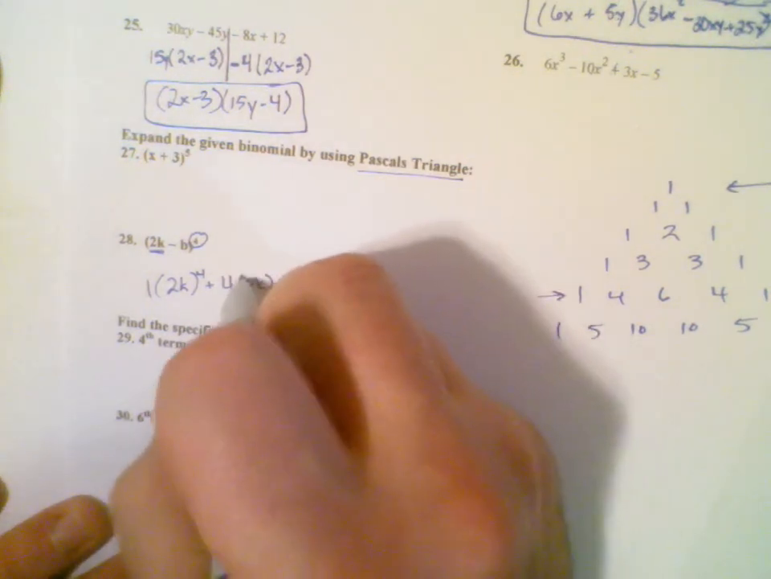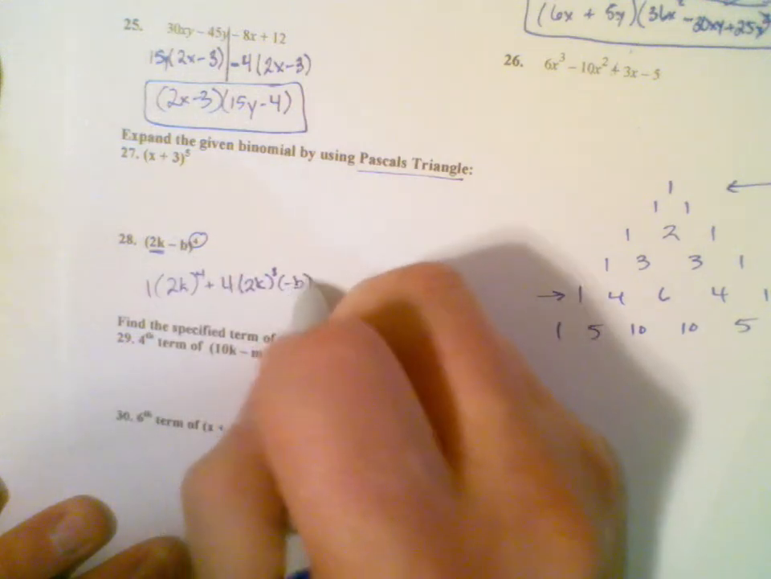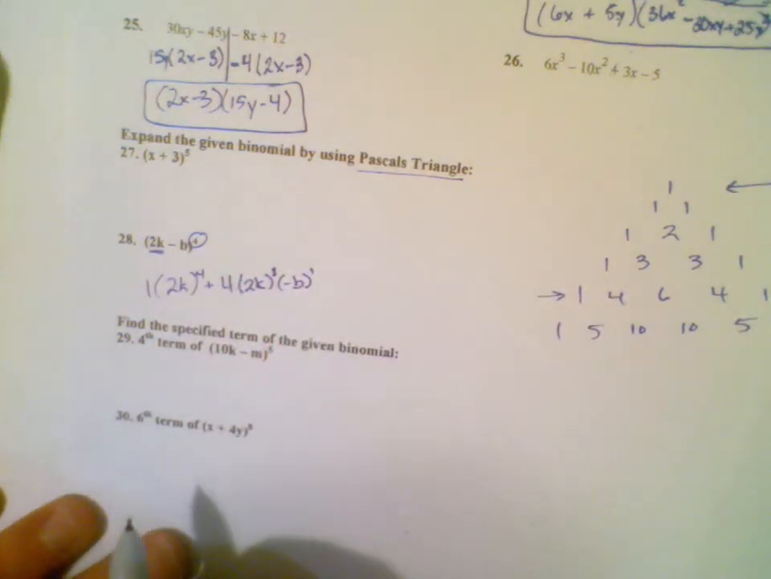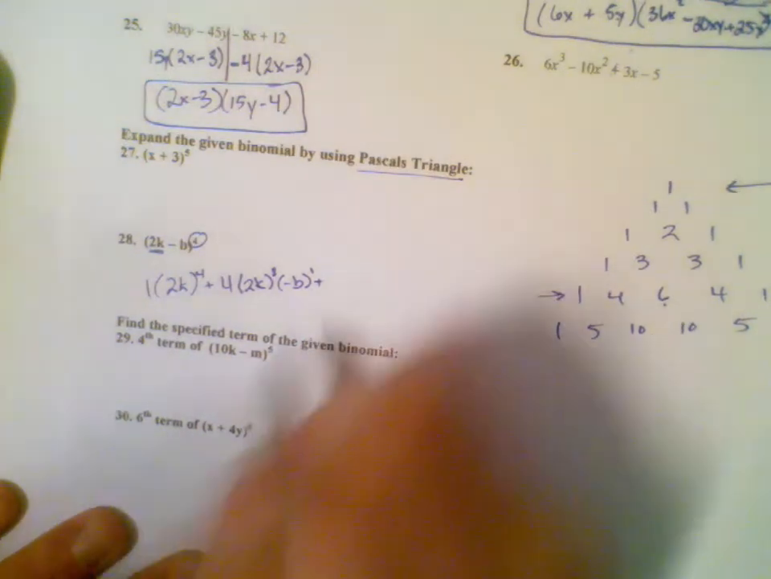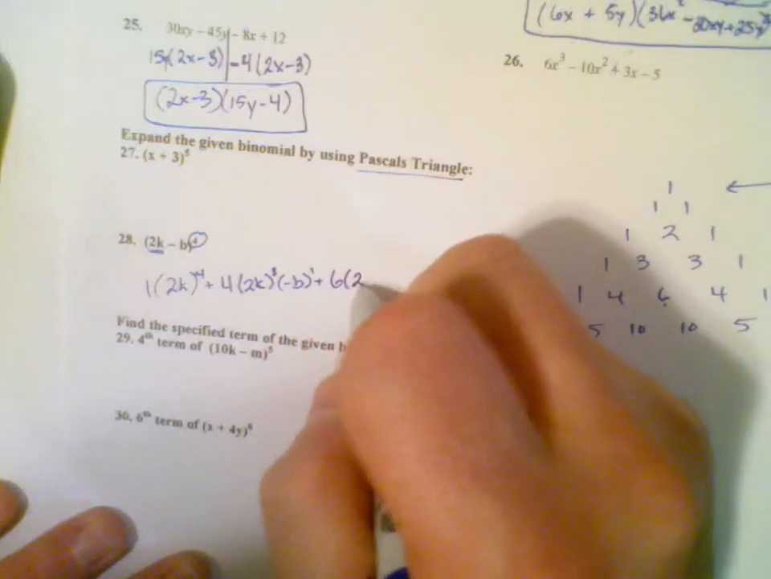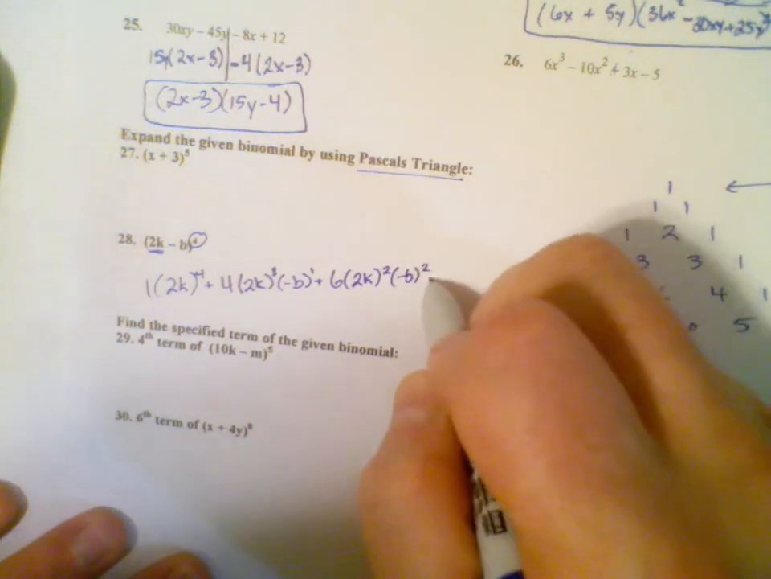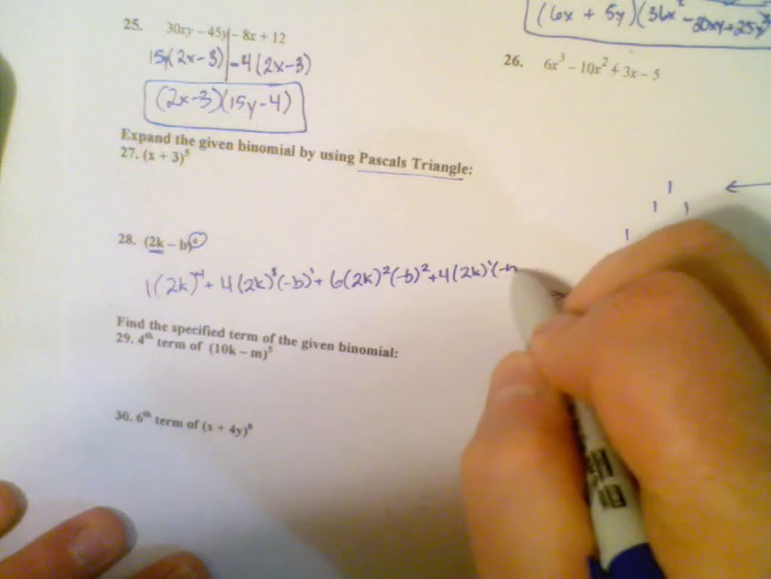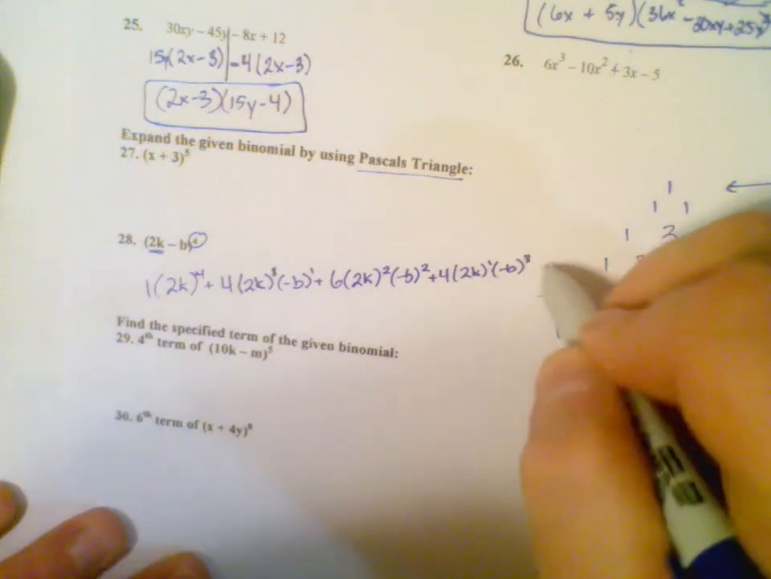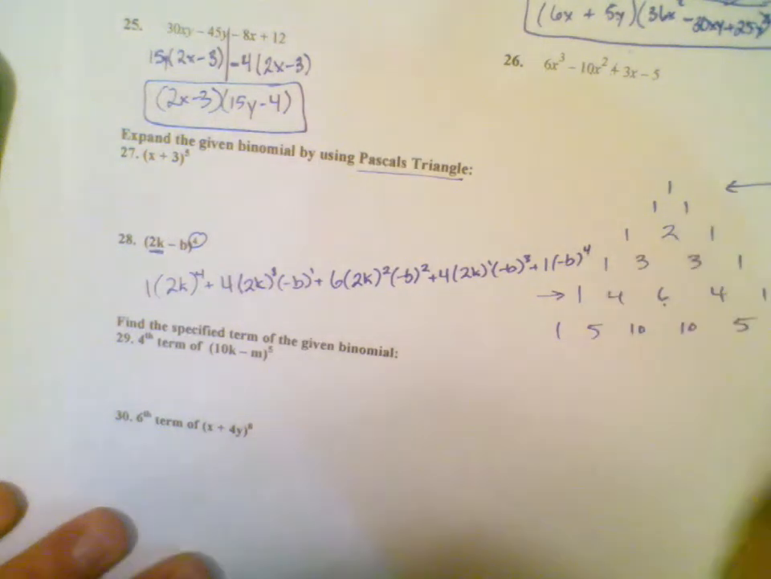2k. Remember, this exponent goes down by 1. And then now my second term goes up by 1. Or it starts there. It begins. So then the third term, I'm at the 6. 2k to the second, negative b to the second, and then a 4, 2k to the first, negative b to the third, and then 1 with a negative b to the fourth.